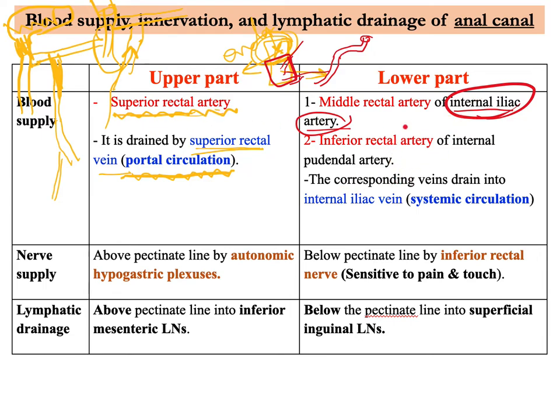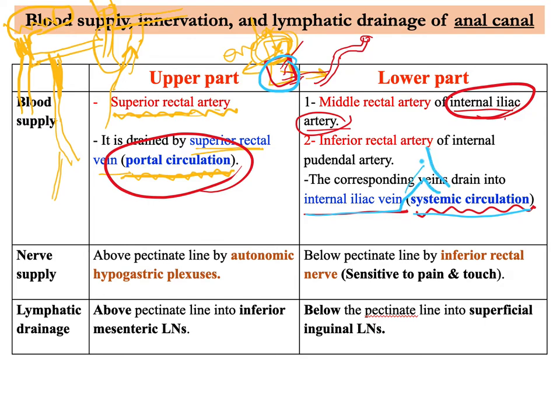And the venous drainage will be to the internal iliac vein, right? That means to the systemic circulation, not to the portal circulation. That means the venous drainage of the lower half of the anal canal drains into the systemic circulation, because the internal iliac joins the external iliac and then the common iliac and goes to the systemic circulation, of course, right? This is about blood supply and venous drainage.